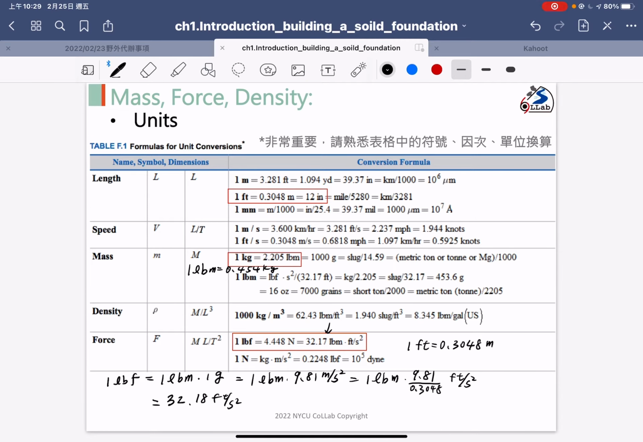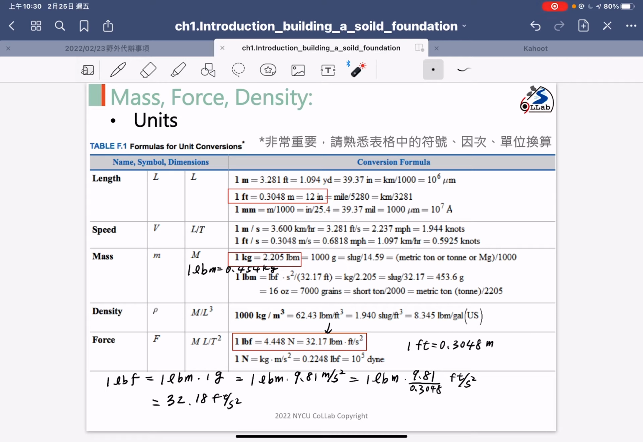It's just that maybe some people use different gravity constant numbers. Usually you will use 9.8. And here I use 9.81. So there is a little bit of difference. It doesn't matter in our class. So my opinion and suggestion is you don't need to remember everything. You only need to remember some basic units for length, ft, inch, and meters, and the relationship between them. And second you need to remember the mass, kilogram and pound.